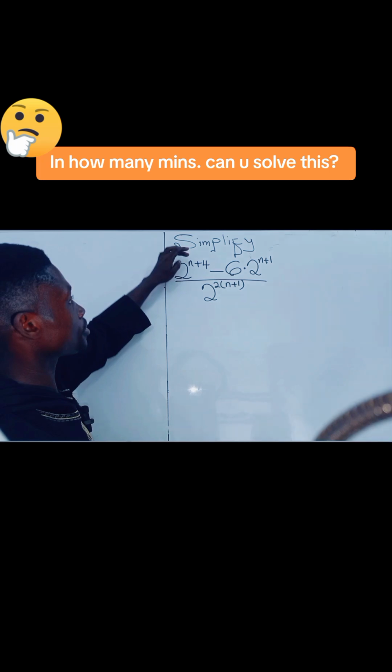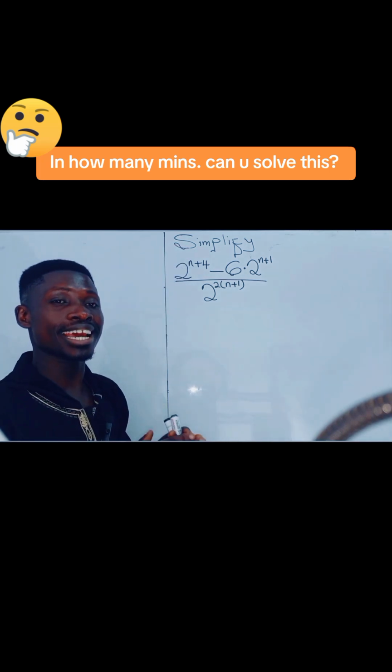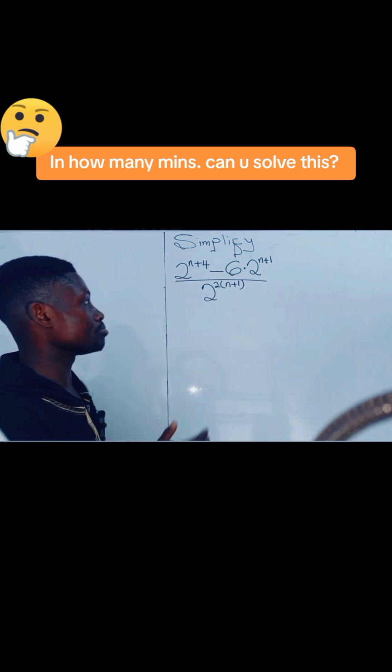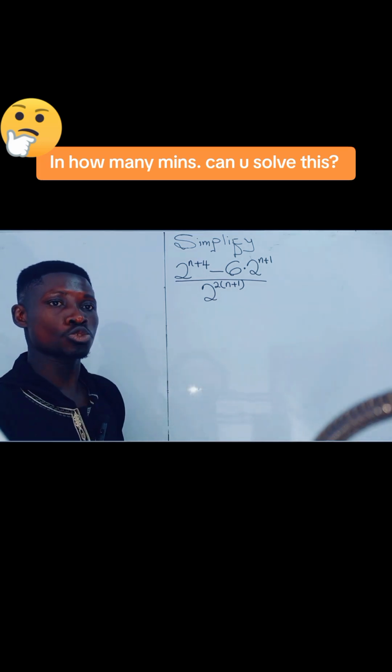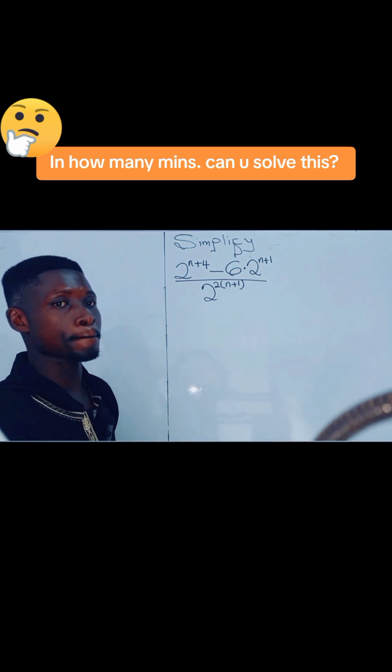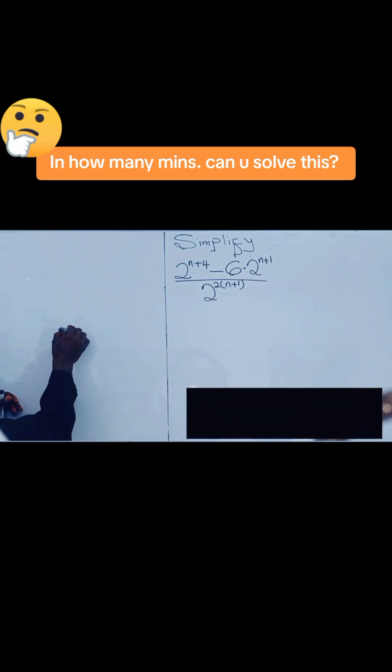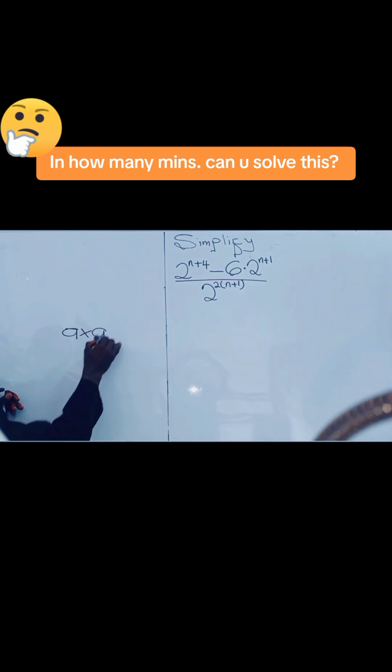The question says that we should simplify this exponential expression. In other words, we should break this exponential expression to its lowest form. Before we begin, let's look at these laws under indices because we are going to apply them in the course of solving the question. In indices, we said that when you have two or more numbers multiplying, they have the same base.